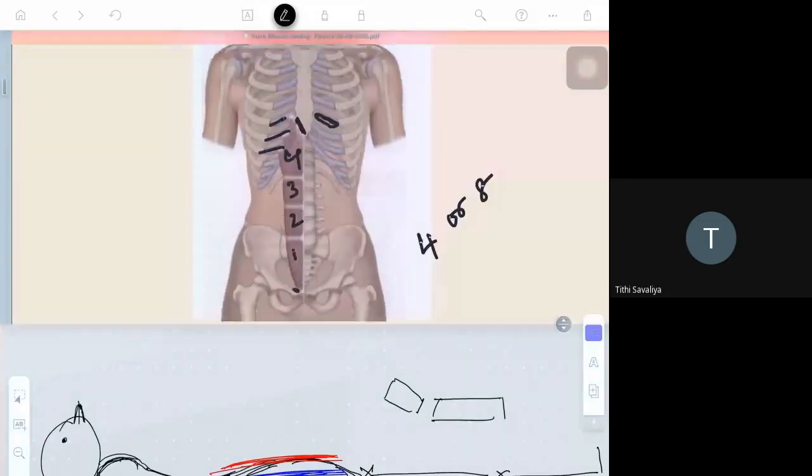Rectus abdominis. If the muscle is contracting in this direction, what will happen? It will tilt the pelvis posteriorly.